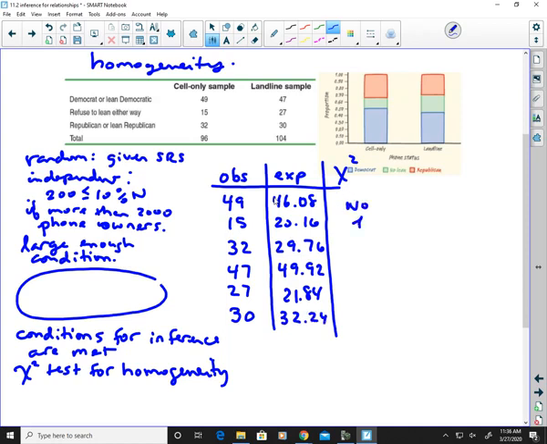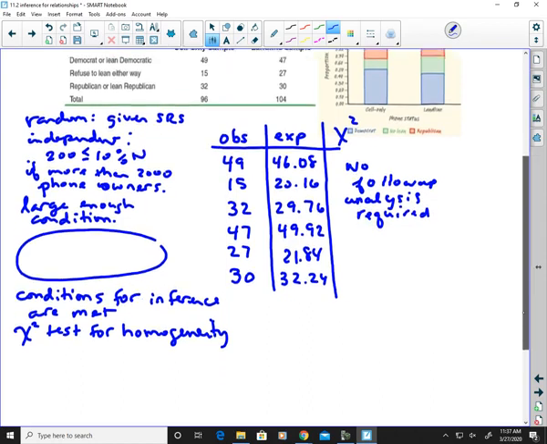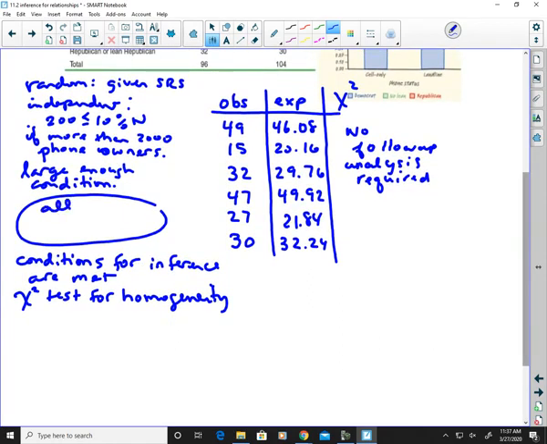This is no follow-up analysis required. Okay, so that's good to know. I do need to write, so let's see, all expected counts greater than 5. That's good. If they had not been, I would have had to combine some categories, but they were.